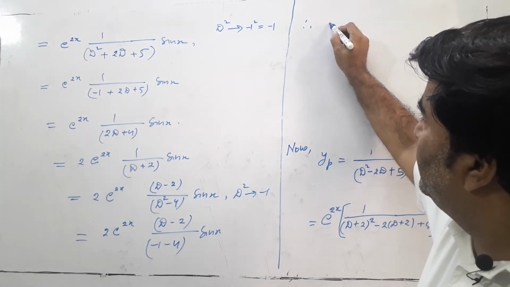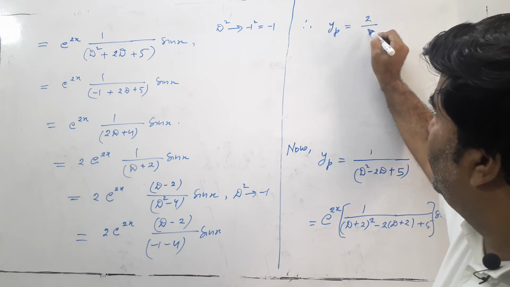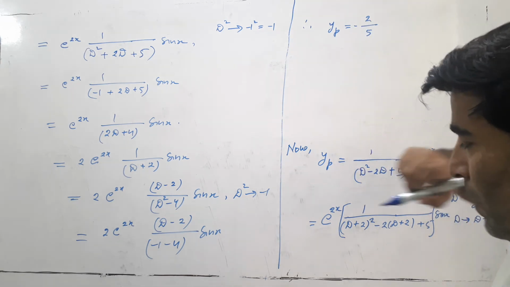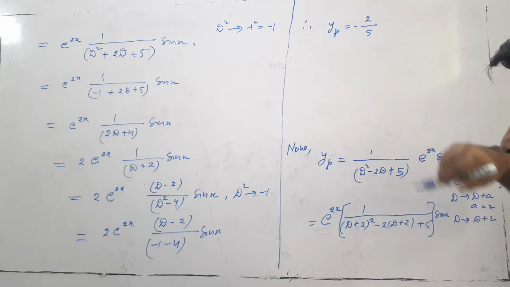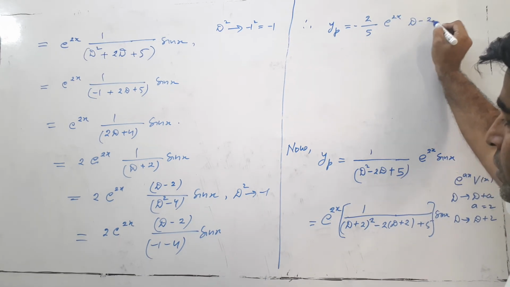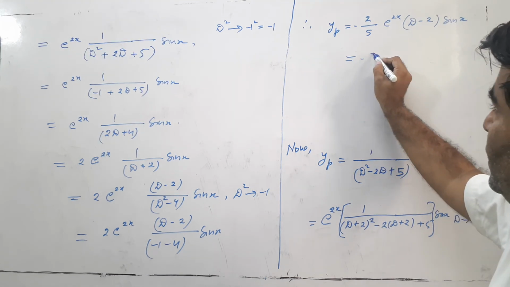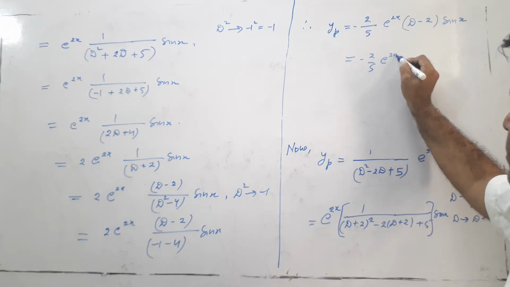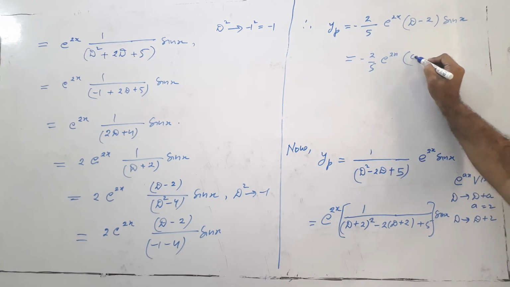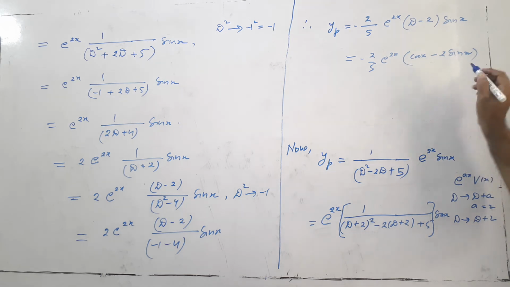Therefore yp is 2 upon 5 minus 2 upon 5 e to the power 2x, d minus 2 sin x. Just multiplying sin x, we have cos x minus 2 sin x. This is the particular integral.